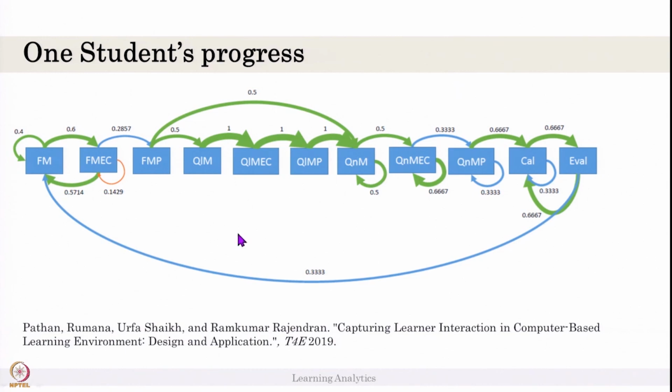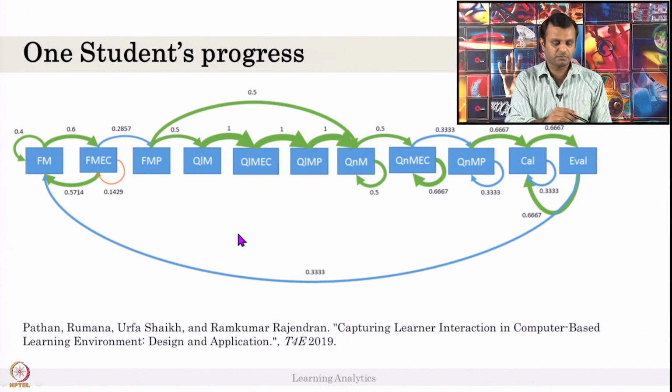So, that indicates how the student would have progressed in the learning environment. Then the student would have spent less time on evaluation, or he might have moved back to functional model, or he might have come back to evaluation with a lower probability. So, this graph indicates the students' interaction behavior in the learning environment given to them.